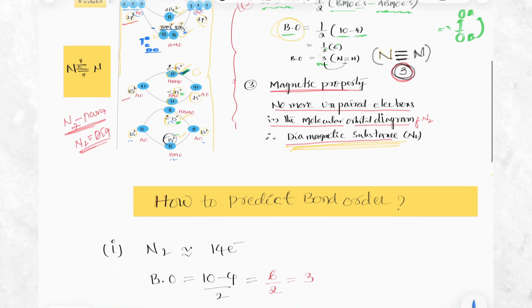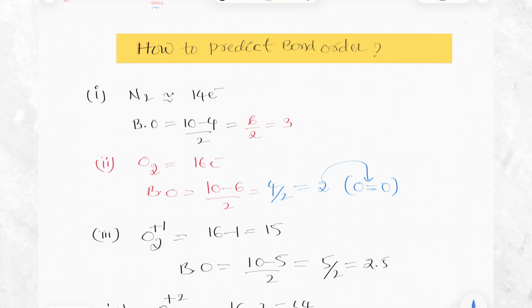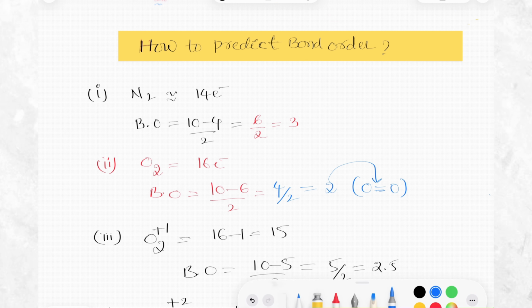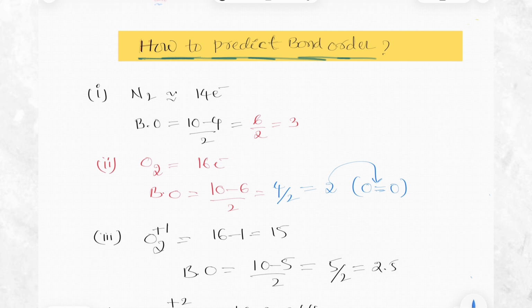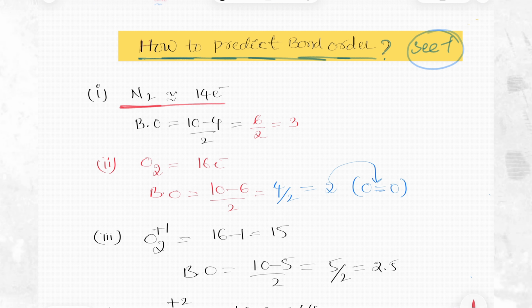Now we'll see how to predict the bond order. This is our concept. So we can find the bond order of a molecule. How to find the bond order of the molecule? This is a very important concept. We can find the answer within a fraction of a second. For example, just now we drew all the diagrams, but now that is not required. Within a fraction of a second we can say the answer.